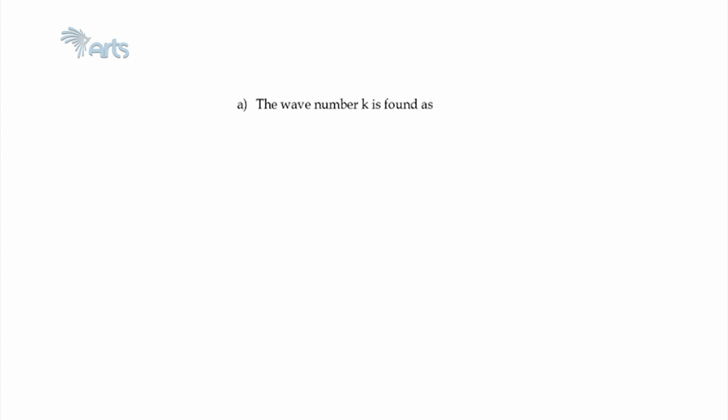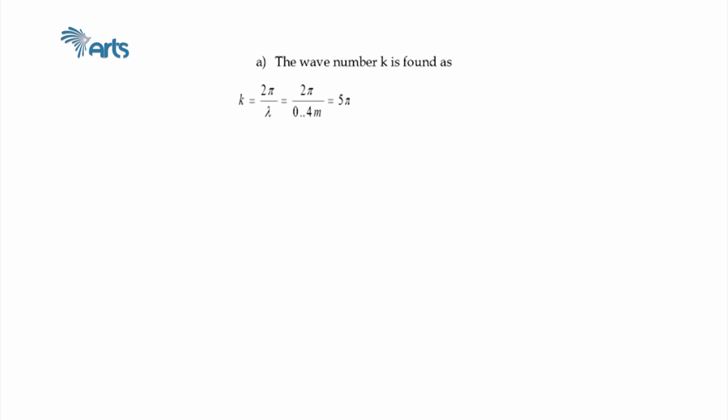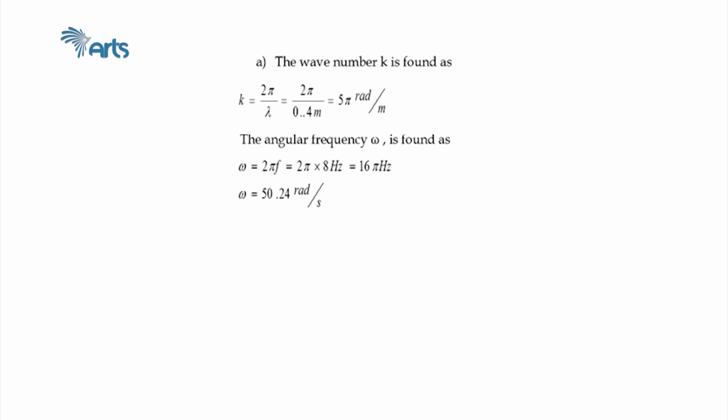Let's start with the wave number. The wave number k is found by the expression k = 2π/λ. 2π divided by 0.4 meter gives us 5π rad per meter. And the angular frequency ω is found with the expression ω = 2πf. 2π multiplied by 8 Hz gives us 16π rad per second, which is approximately equal to 50.24 rad per second.